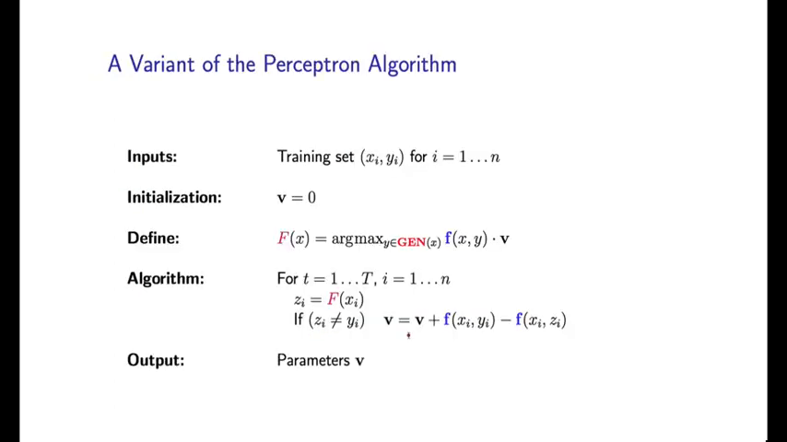So here is the algorithm. We're going to assume that as input we have some training set, some set of examples, xi, yi, for i equals 1 to n. And we have these functions GEN and f, which I just described. So GEN enumerates the candidates for an input, f defines a feature vector mapping, and we'll assume these two components are fixed. The task is going to be to learn our parameters v using these training examples as information.